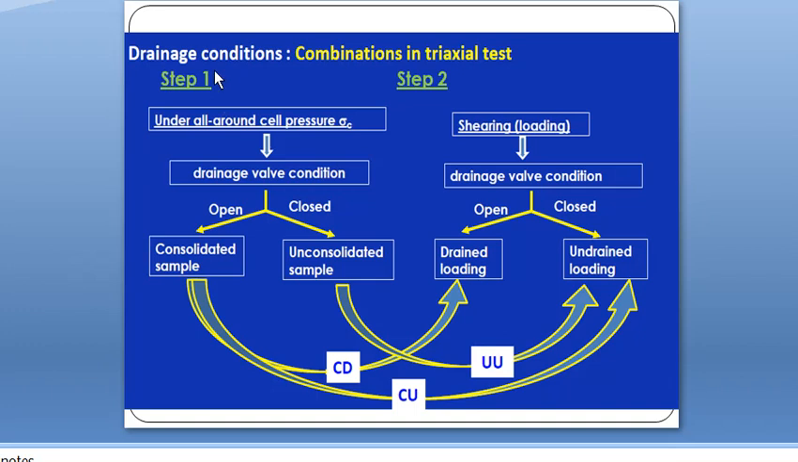And this I have discussed, that is, the drainage condition. In the first stage, the confining pressure, or all round cell pressure sigma c, is applied, and in the second stage, the shearing stage, we are applying deviator stress. The first stage, the consolidation stage, can be conducted as consolidated or unconsolidated. If it is consolidated, the drainage valve will be open, and if it is unconsolidated, the drainage valve will be closed. Like that, in the shear stage also, if the drainage valve is open, it will be drained loading, and if it is closed, it is undrained loading. And unconsolidated undrained, that is UU, and CD, CU, this I have discussed in the first lecture. I will just go through this slide.